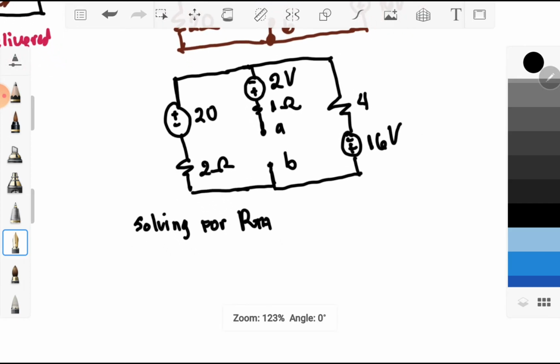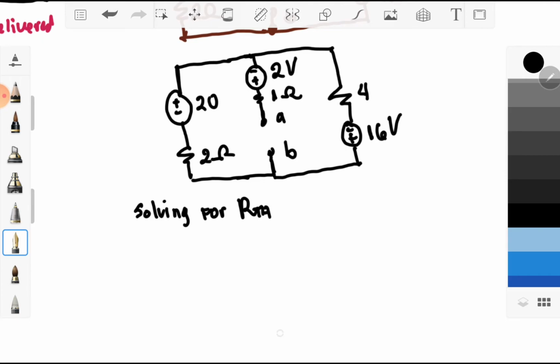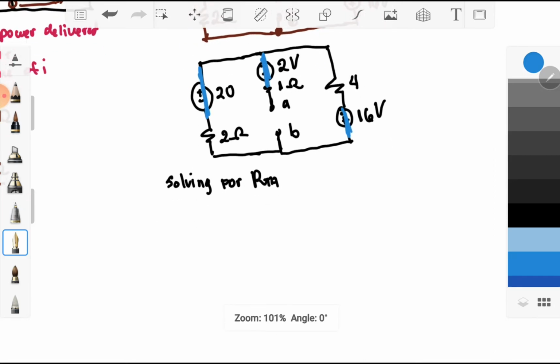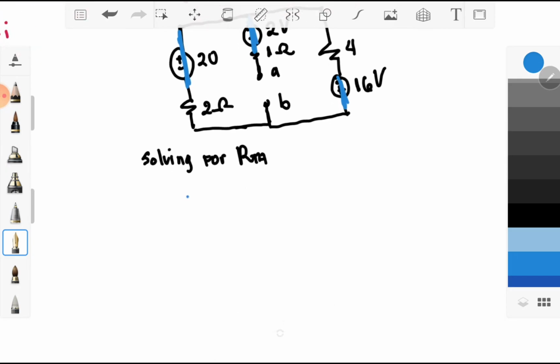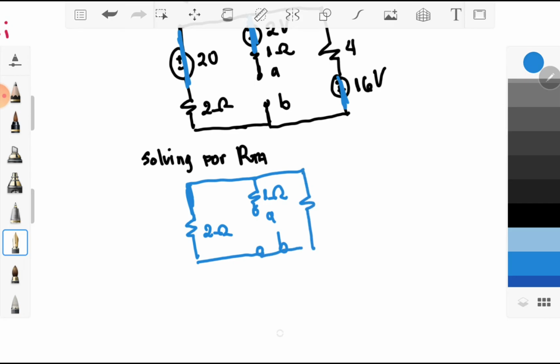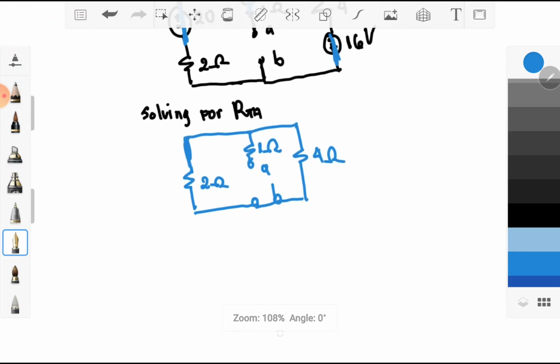Solving for RTH. So this will be our terminals, okay? Take note that these are all voltage sources, so we short them. Shorted, shorted, shorted. So therefore, we will have a new circuit diagram which is 2 ohm in parallel with 1 ohm and the terminal AB. Okay? And then we have our 4 ohm resistor. Okay. So how will you solve for RAB?